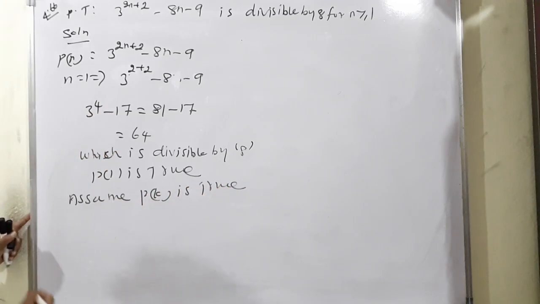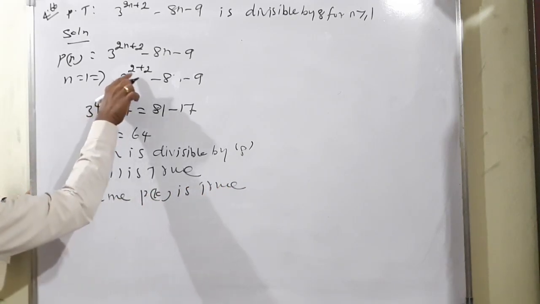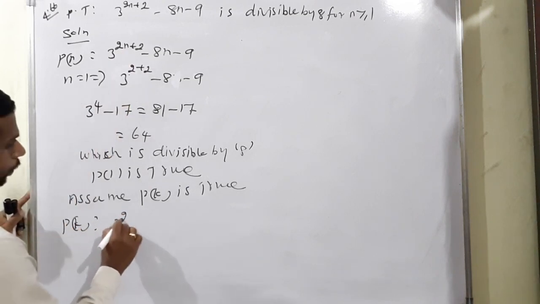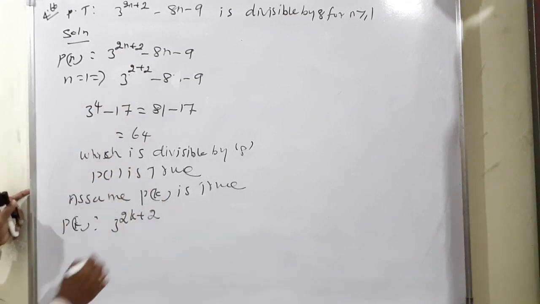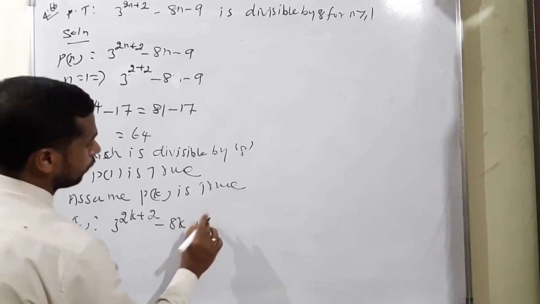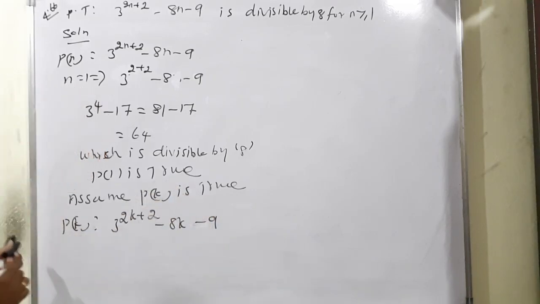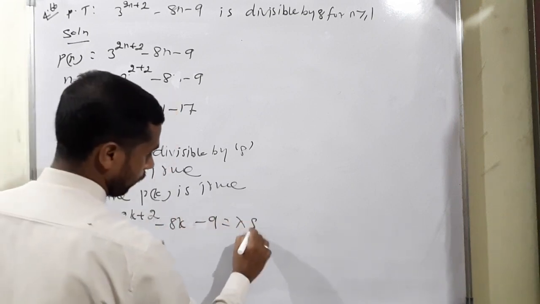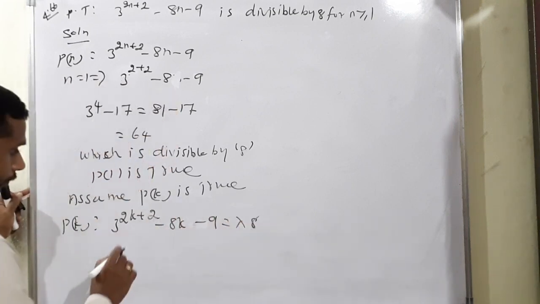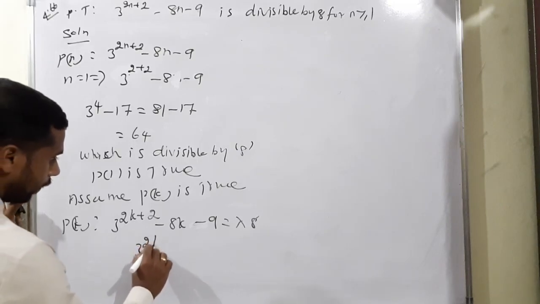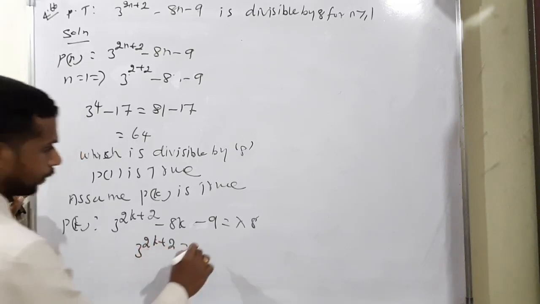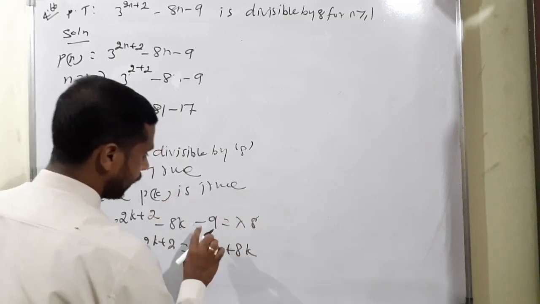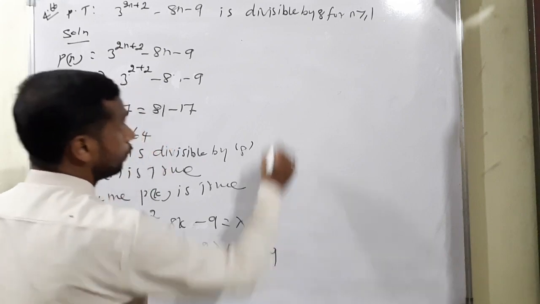So, assume P of K is true, what is the meaning? P of K is 3 to the power 2K plus 2 minus 8K minus 9, which is divisible by 8, isn't it? So, some lambda into 8. Now, 3 to the power 2K plus 2 is equal to 8 lambda minus 8K; bring 8K to the opposite side, it becomes positive 8K, and 9 to the opposite side becomes positive 9.